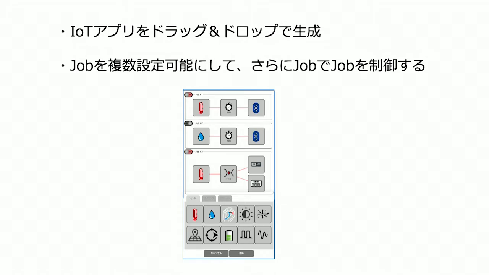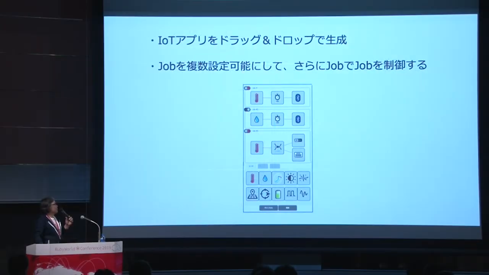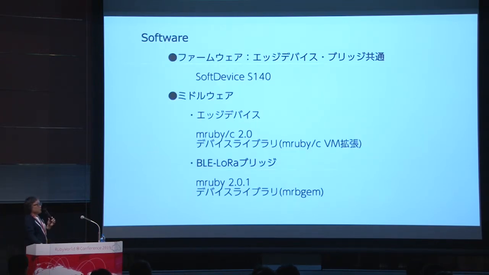And now application. So we adopted a drag and drop approach. So here are all the sensor menus, and there are 3 jobs. So you can set multiple jobs, and you control job with job, like the job 1 succeeds, and then job 2, and so on and so forth.